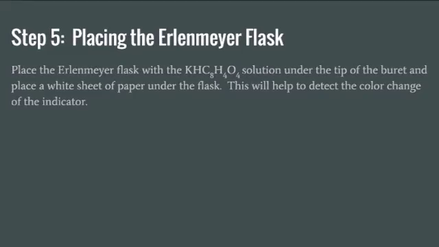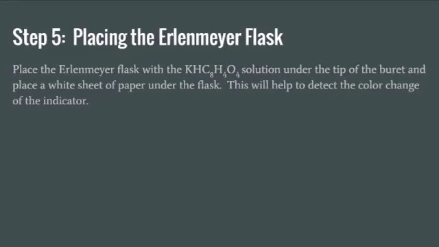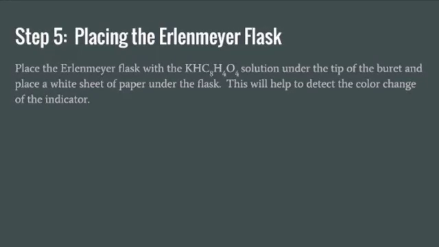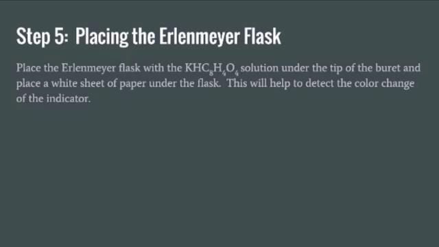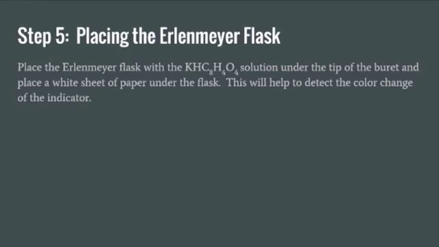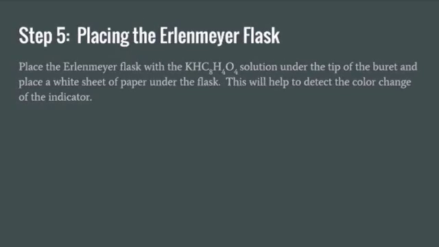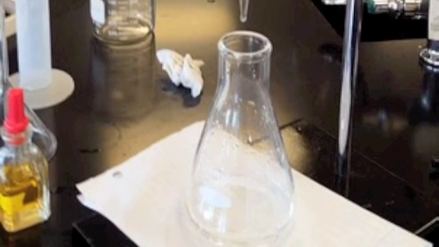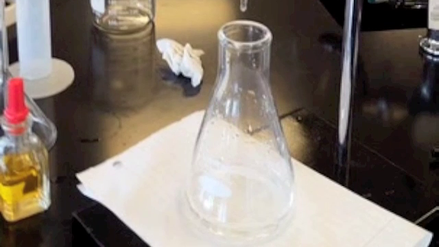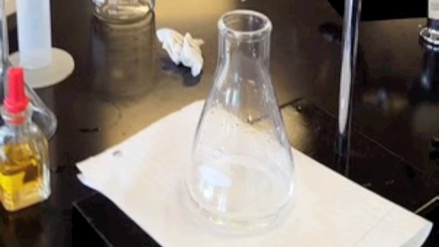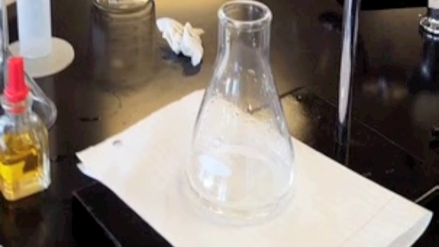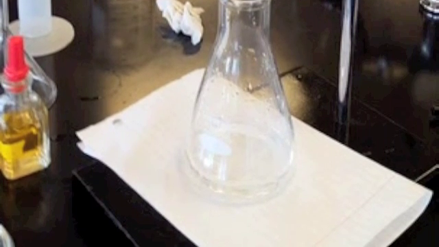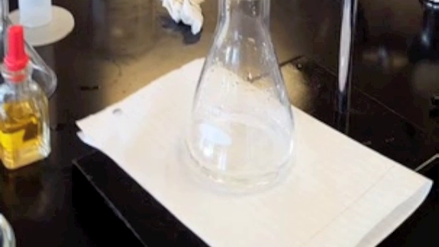The next step is placing the Erlenmeyer flask. This is the same Erlenmeyer flask that contains the acid solution. You should put a white piece of paper under the flask because it's very helpful to see the color changes as you titrate the acid. And you just have to make sure that the opening of the flask is under the tip of the burette so you're not spilling.